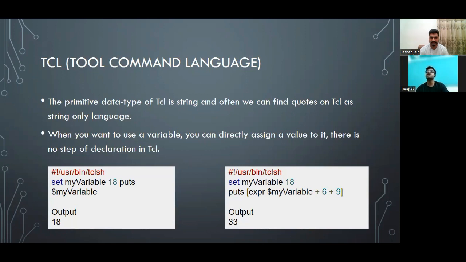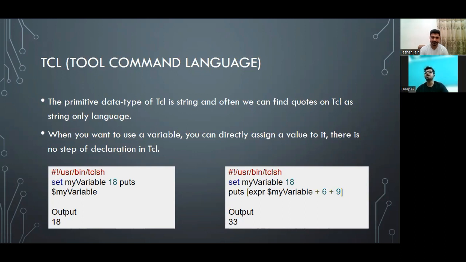The primitive data type of Tcl is string, and there is no need of declaring anything in Tcl. We can simply give the values. If you see one example, set my variable 18. We need not declare my variable, just assign the value 18 to my variable. If we just do puts my variable, it will output 18.